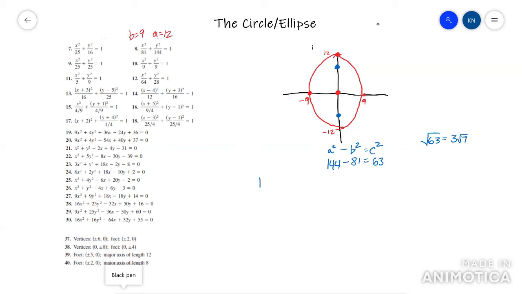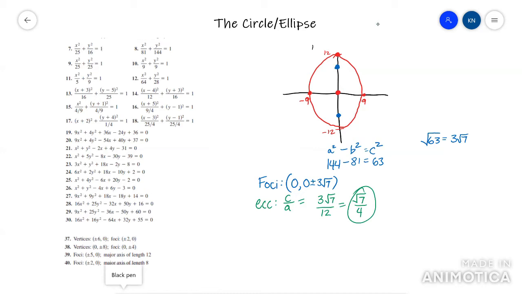So in terms of labeling where my foci are, it's on the y now. It's vertical. So it'd be 0, plus or minus 3 root 7 for those foci. Notice it affected the y value this time, not the x. And then the eccentricity of this would be C over A, which is 3 root 7 over 12, which you could reduce to root 7 over 4. That would be my answer for eccentricity.